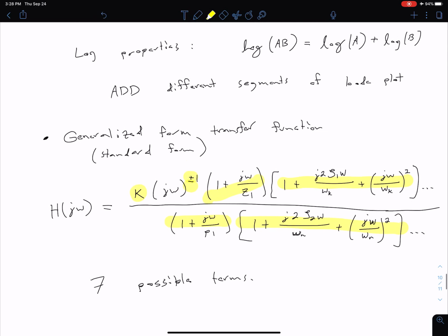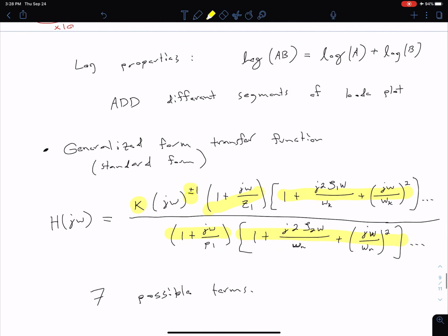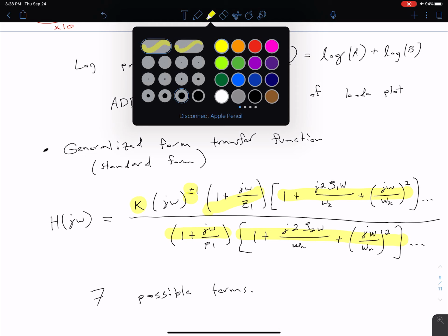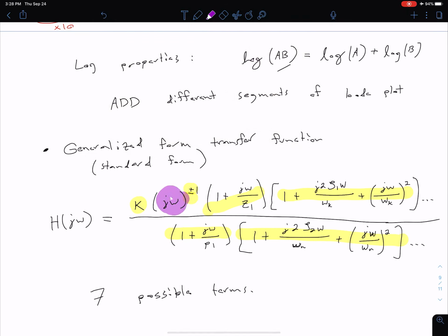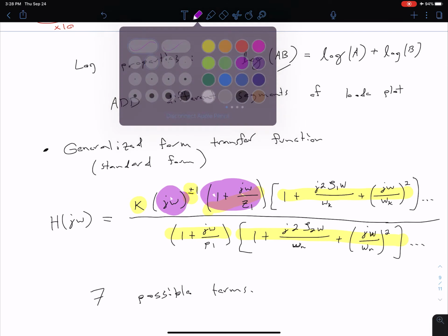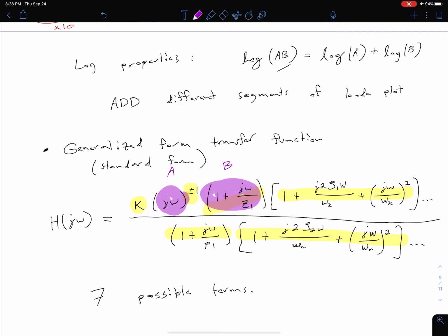And remember what we said here, using these log properties, if we have A times B, which we see, for instance, if we come down here and we have a j omega times this 1 plus j omega over z1, that's like our A and our B, right? So we could plot the response from A, plot the response from B, and add those two segments together to get our overall Bode plot. That's the idea that we're going for here.